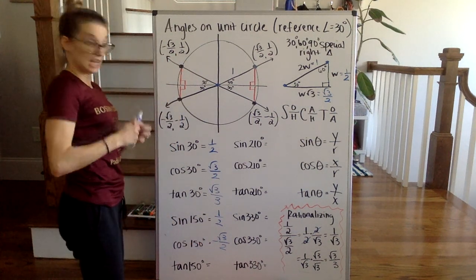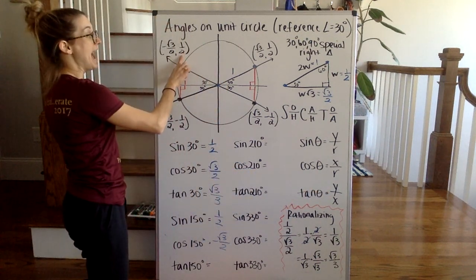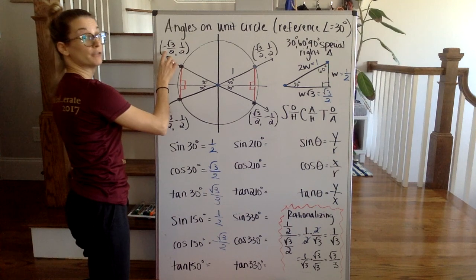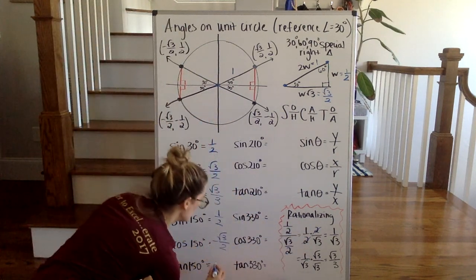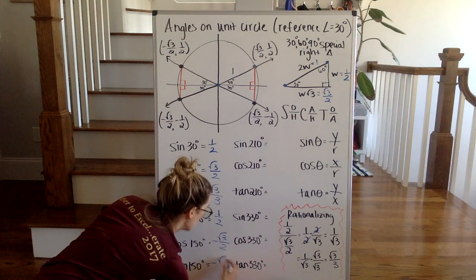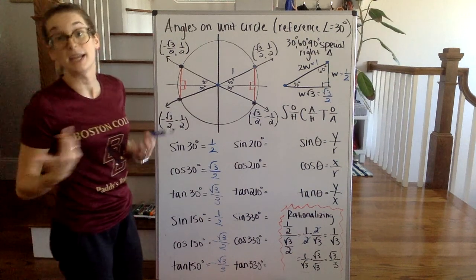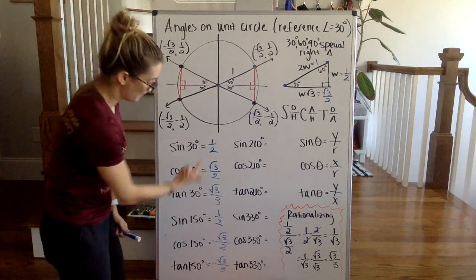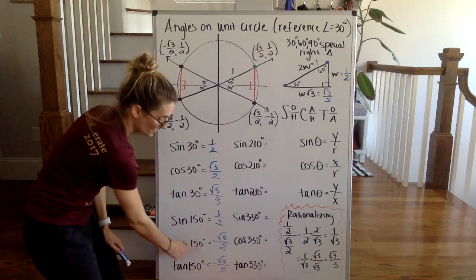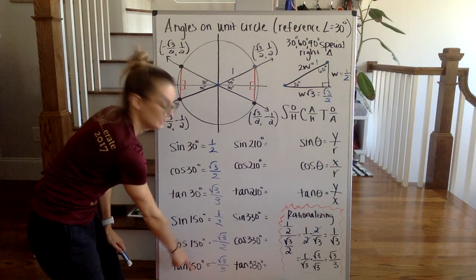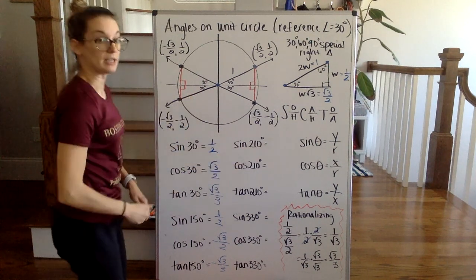And then finally our tangent. Tangent is y coordinate divided by x coordinate. 1/2 divided by negative root 3 over 2. I know what the math of that division looks like. I just have to make sure I get a negative sign on the value. Negative root 3 over 3. It's a positive divided by a negative. So again, the values are exactly the same, but notice that in quadrant 2, cosine and tangent are actually negative. Sine remains positive.